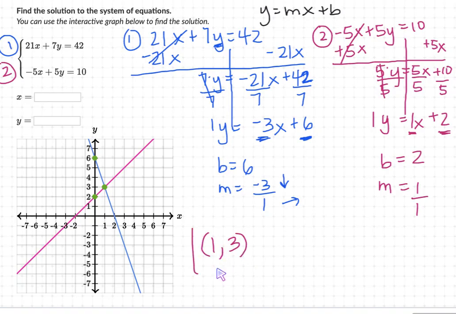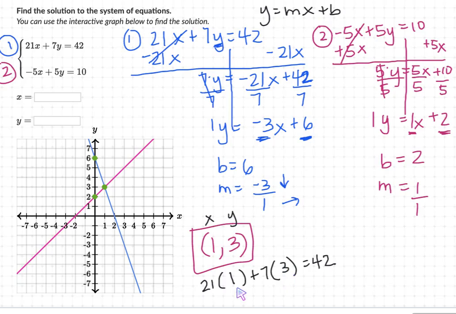Now, before I can know for sure if that's the answer, I might want to check it. So for the first equation, 21 times x plus 7 times y equals 42 should give us a true answer if the x and y actually do work. So this is 21 times x plus 7 times y. That's 21 plus 21, which does equal 42. So it works for that one.